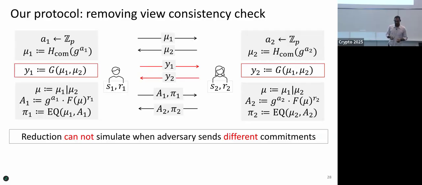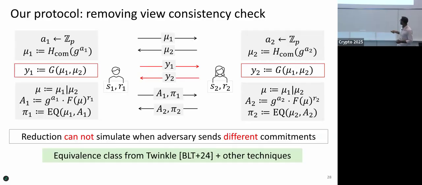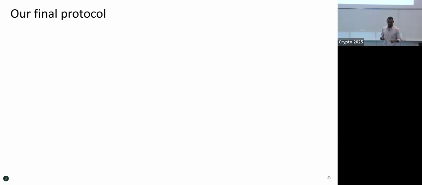In this paper, to address this issue, we look at this notion of equivalence class. It's a proof technique from the Twinkle paper, and we also add some additional techniques to address this issue without exchanging the view. So that's all I'll talk about in terms of techniques. In summary, our final protocol has a very similar structure to the standard 3-round commit-reveal threshold Schnorr. The secret key has 2 additional elements in the actual protocol.